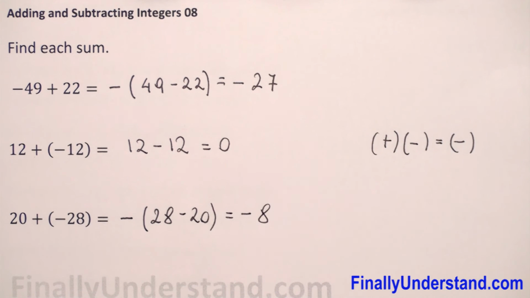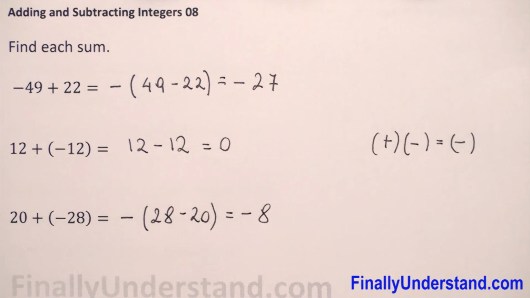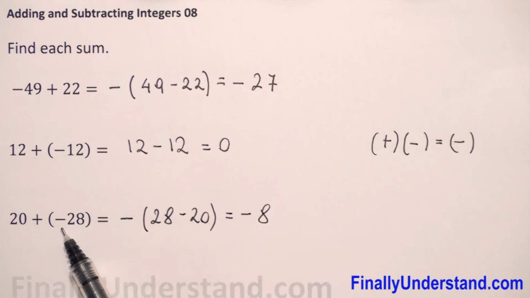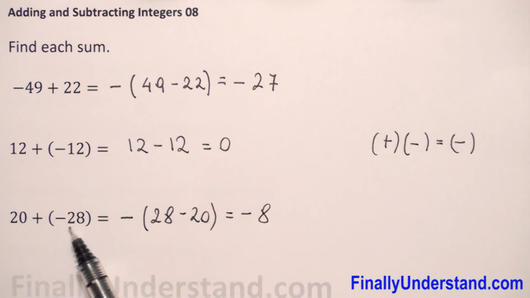One more time. When we have to add integers with different signs, first we check which of them is greater. For example, 20 and 28. 28 is greater than 20. So we check the sign before this greater number, and it is negative. So we copy the negative sign and we just subtract the smaller number from the greater number.